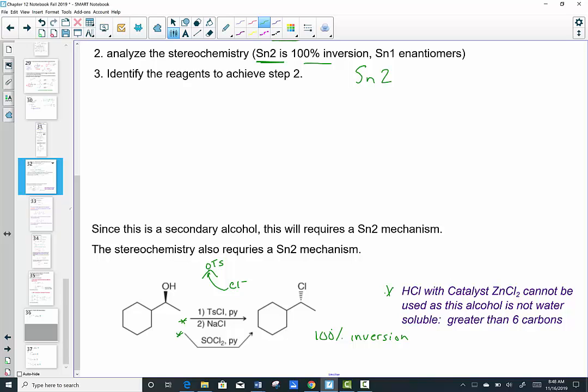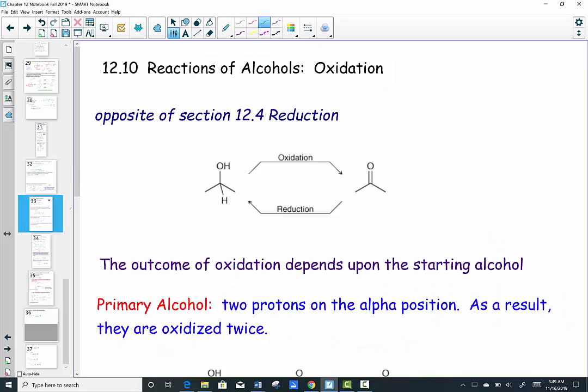Now I made a note here about what would not work. We can't add HCl with a zinc chloride catalyst because this alcohol has more than 6 carbons. That particular pathway involves solubility with water and it only works for very small alcohols. So we could not choose that third category there of zinc chloride with HCl just based on its solubility. So you've got some practice there to continue working on those reagents. I'd encourage you to look at your skill builders to bring mastery to section 9.